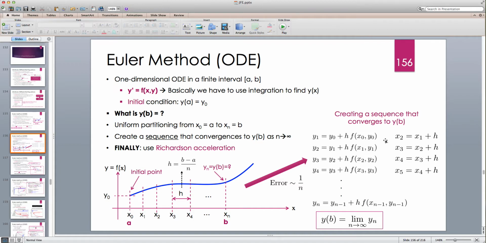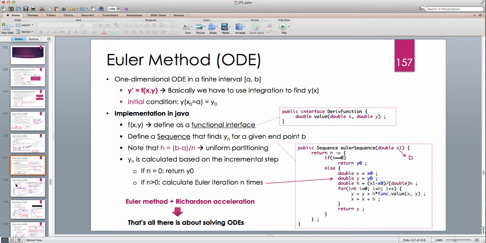And then we build the y and x at each point. x is just by adding the h to the previous x because it's uniform partitioning. And then y, for Euler method, we just evaluate the f at xi, yi, and then we get yi plus 1, right? And then the key here is that this sequence converges to the exact value of the solution, right?